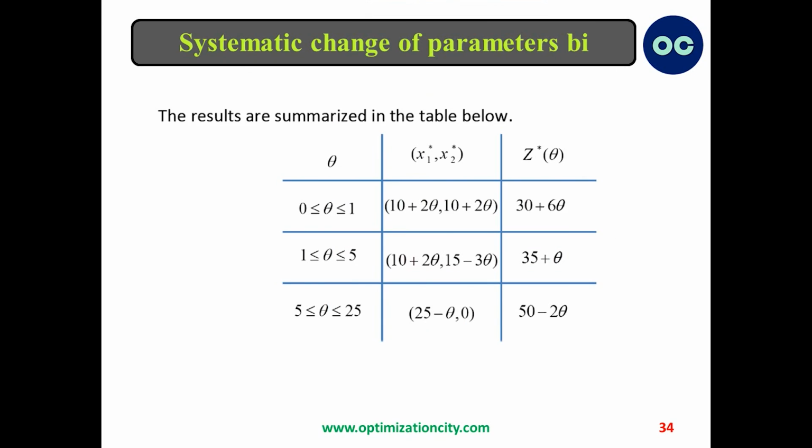So the results are summarized in the table here. Depending on the value of theta, between 0 and 1, 1 and 5, and 5 and 25, you can have the optimal solution for the decision variables and the objective function.